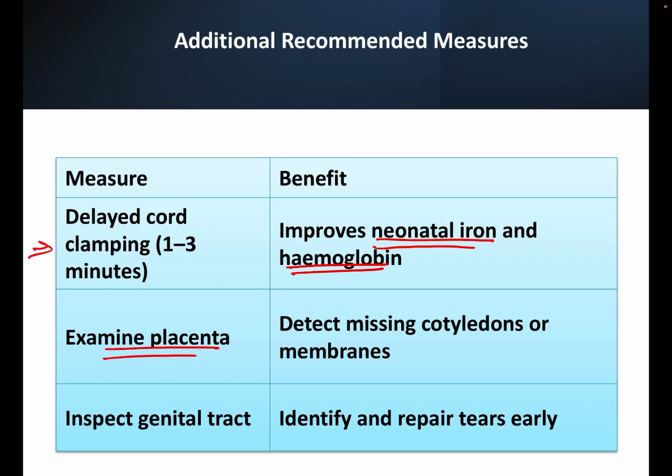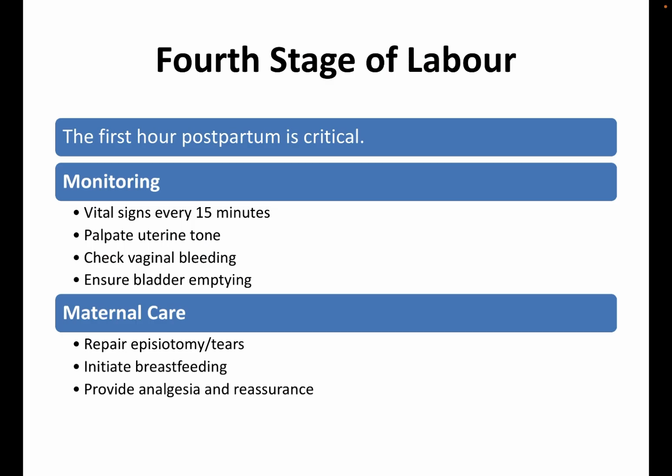Examination of placenta is mandatory because it detects any missing cotyledons or membranes. Inspect the genital tract to identify and repair any tears. The fourth stage of labor is the first hour of the immediate postpartum, and here vitals monitoring every 15 minutes, palpate the uterine tone, check the vaginal bleeding, ensure bladder emptying. Maternal care includes repair of episiotomy and tears, initiate breastfeeding, and provide analgesia and reassurance.